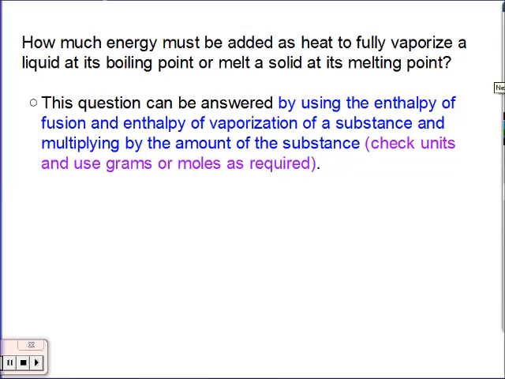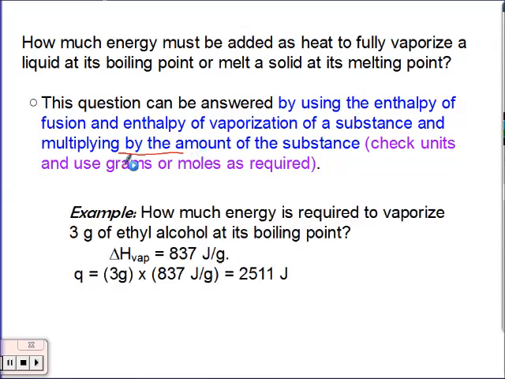So if I want to figure out how much energy would be added to fully vaporize a liquid, or melt a solid at its melting point, I'm going to use that enthalpy of fusion or enthalpy of vaporization and multiply it by the amount of the substance. For example, how much energy it required to melt something would be the amount of substance n times the delta H of fusion. How much energy is required to vaporize something would be n times the delta H of vaporization. Now again, be careful because sometimes with the units they might use grams or they might use moles. Check what they give you the delta H in to figure out if you need to use moles or mass instead.